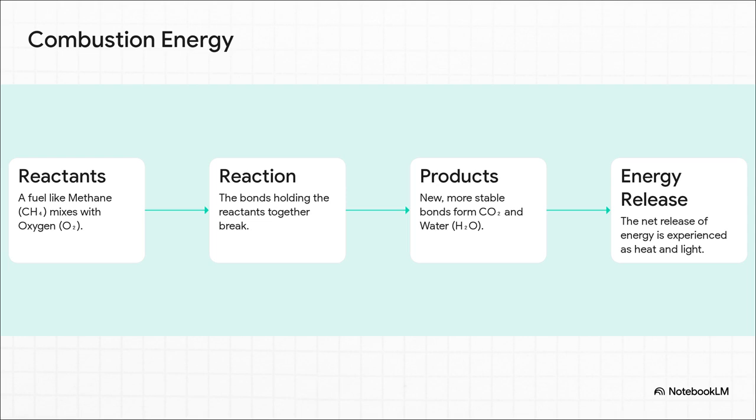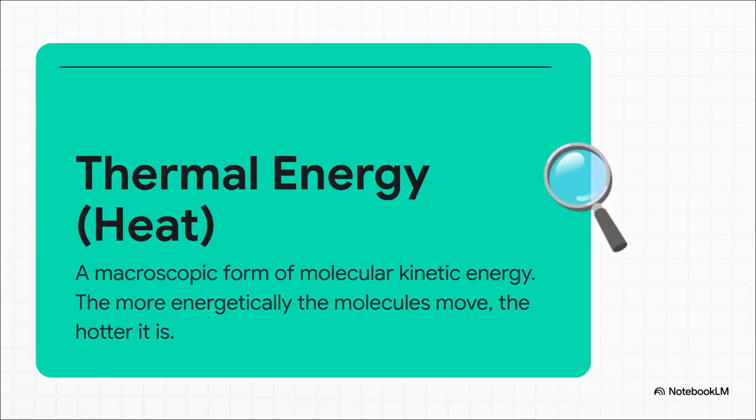And that extra bit that's released, that's the fire. That's the heat and light we feel. So what even is that heat? Well, what we feel is just the big picture effect of that energy release. Down at the molecular level, all those new CO2 and water molecules are just moving and vibrating like crazy. So heat is really just the collective motion of trillions of these supercharged molecules bumping into everything in their path.